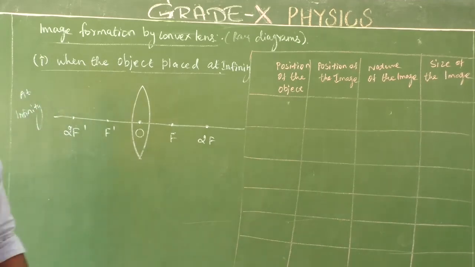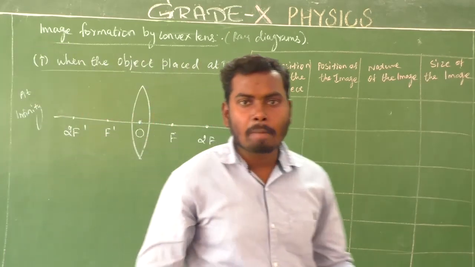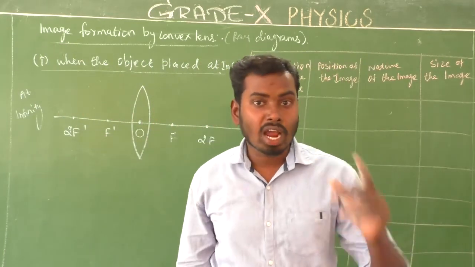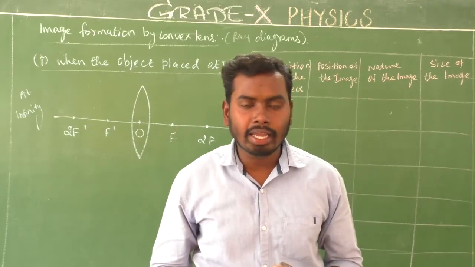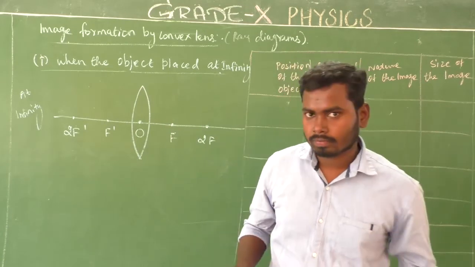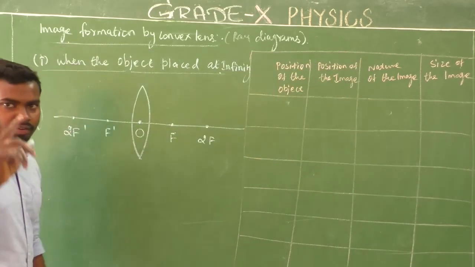Object placed at infinity. Is it clear? So, light rays are coming from an object placed at infinity. So already we know, whenever light rays are coming from an object placed at infinity, they will be parallel to the principal axis. Is it clear? So very simple, don't get confused.